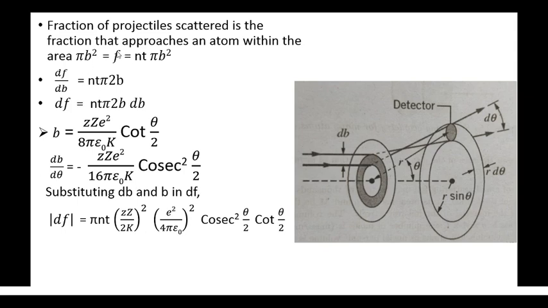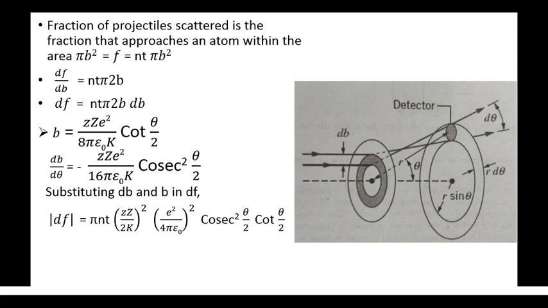So what is the fraction of total projectiles that gets scattered? It is given by F, that is equal to nt into pi b square. This is the number of nuclei per unit area, and this is the total area covered by the incoming alpha particle. So nt into pi b square gives you F. From that you can calculate dF by dB. We know that B, the impact parameter, is changing. So you can calculate dF by dB, and from that you can calculate dF.